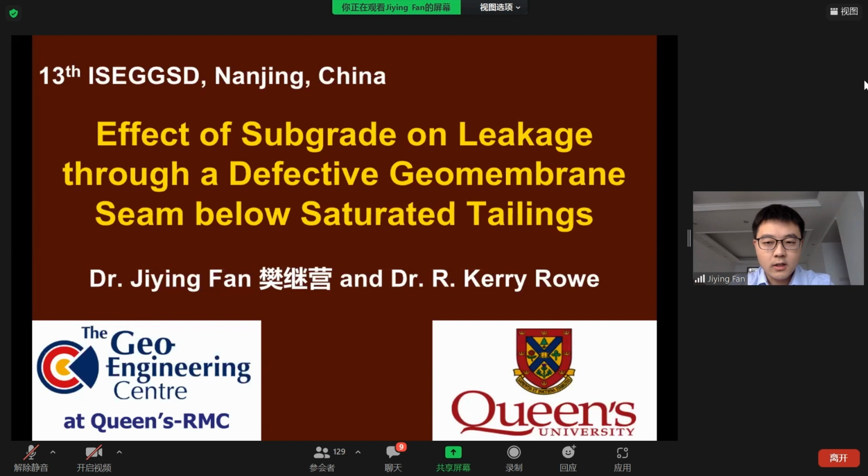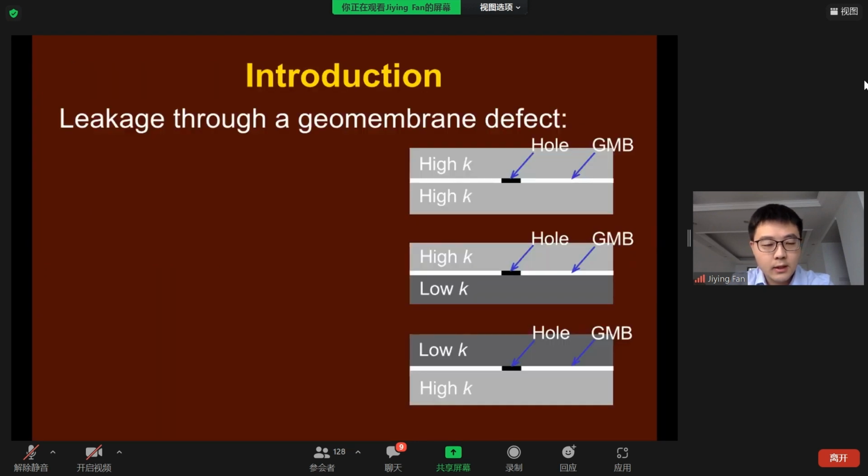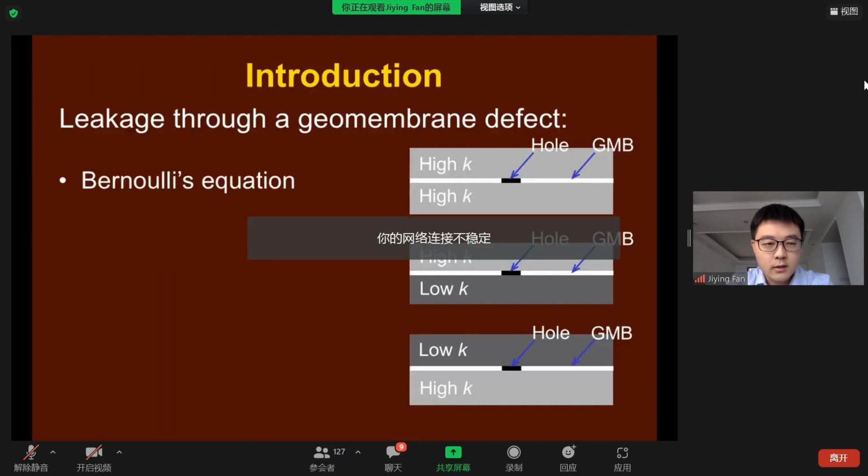There are in general three configurations for geomembrane liners. First, there's a high permeable layer above the geomembrane and a high permeable layer below the geomembrane. This is to simulate the application of geomembrane in water impoundment. Leakage through any geomembrane defect in this application can be predicted with the equation.